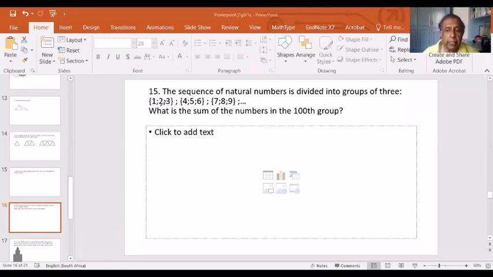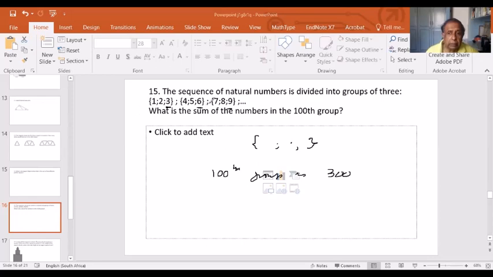Right, okay, I'm there. So the 100th group will have 3 numbers in it. And we want to know what the numbers are, because you need to add those numbers. So can we see any way of predicting what the numbers are? So if you study this thing carefully, you'll see the last number in the first group is 3, the last number in the second group is 6, the last number in the third group is 9. So you can figure out that the last number in the 100th group is 300. It's 100 times 3.